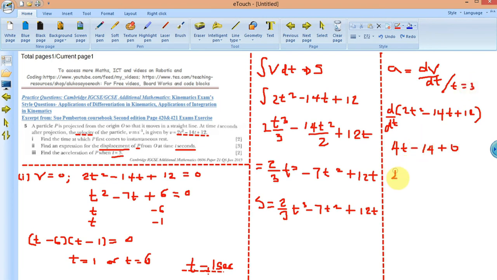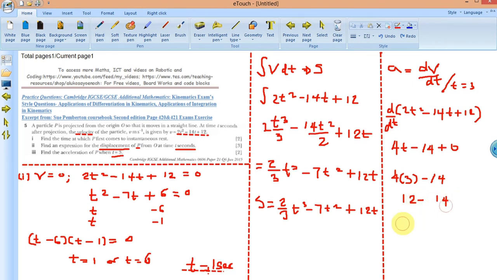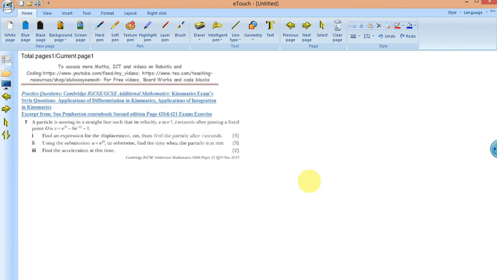So I have 4 into 3 minus 14. 4 times 3 is 12, so 12 minus 14 is minus 2. That's more like deceleration because it's a negative number. So minus 2 meters per second squared. You can write your acceleration is minus 2 meters per second squared, or if you use the word deceleration, then you can write it as 2 meters per second squared. That's pretty cool, guys. So that's the solution. Let's take a look at the next question.